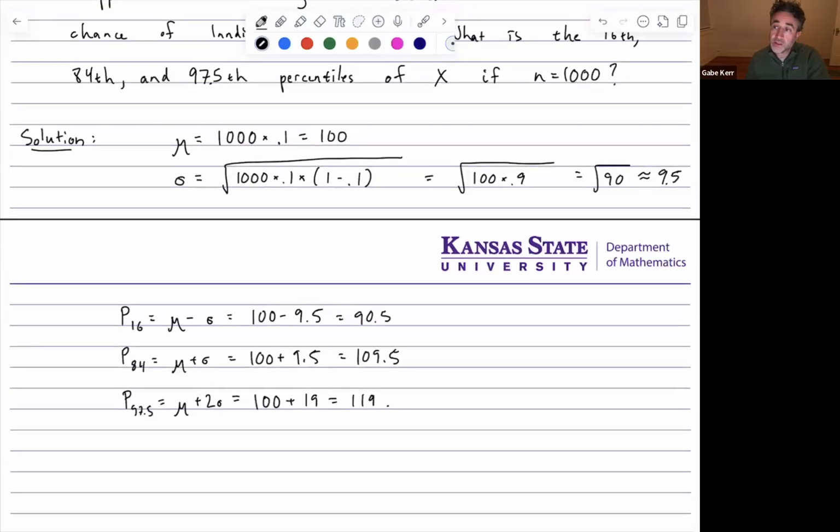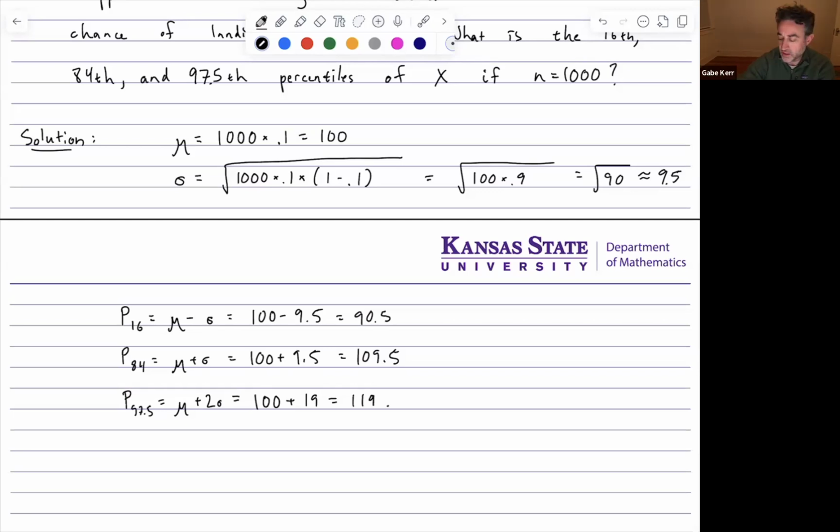So what does this tell us? It tells us that there is a 97.5% chance that the number of heads will come in less than or equal to 119 times. We flip it 1,000 times, and there's a 97.5% chance that we'll get less than or equal to 119 heads. So that actually, I think, is kind of surprising that it's that probable of getting such a low number of heads, even though you'll have a 10% chance each time. Maybe you would expect you would have some higher probability of getting a few more heads.